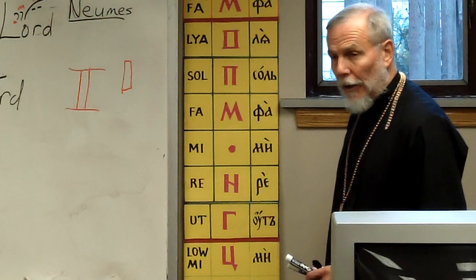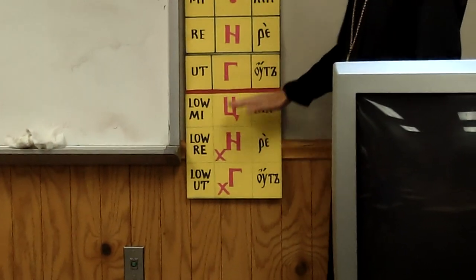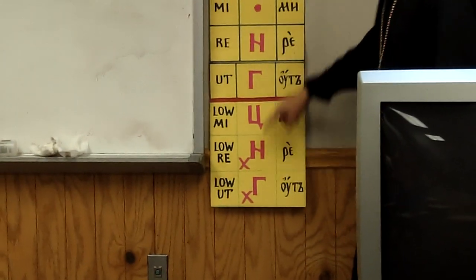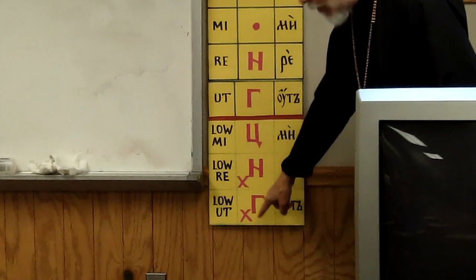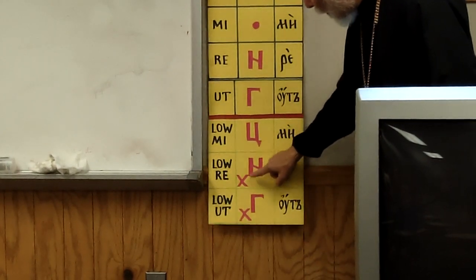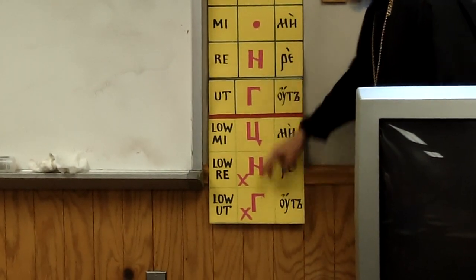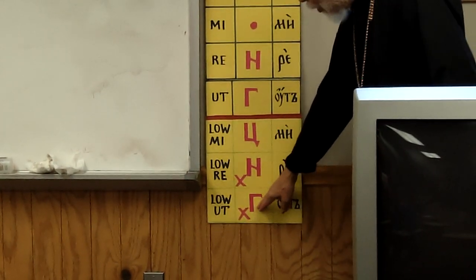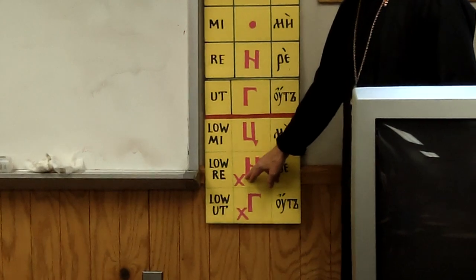Now the problem again is, look guys, here's a little change down here. I'm going to go to the low scale. In the low scale, the note ut and the low re go as low as you can go. They look exactly like the regular ut or re, but they have a little X by them. So this is low ut and this is low re.